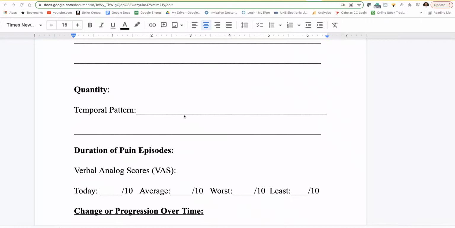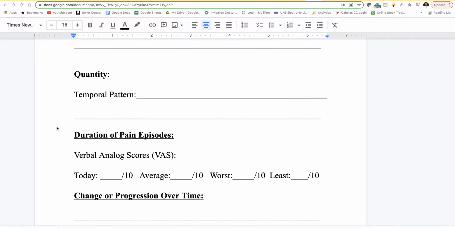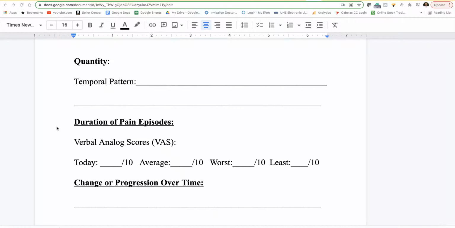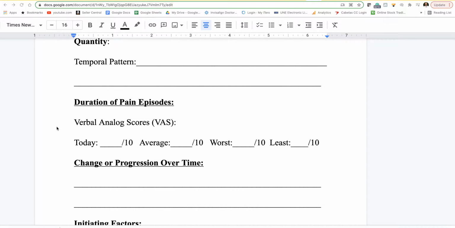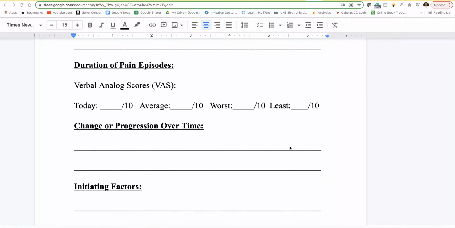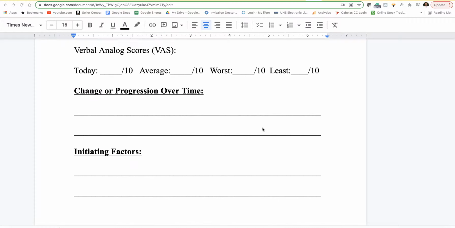Quantity, temporal pattern. So what's the timing of it? Is it worse in the morning, worse at night? Does it wake them up at night? Timing is very important for providing a diagnosis and the proper treatment. Duration of pain episodes, verbal analog scales, essentially what is it today, what's the average day to day, what is it when it's the worst, and what is it when it's the least. And then some sort of description on what contributes to those coming and going, change or progression over time.